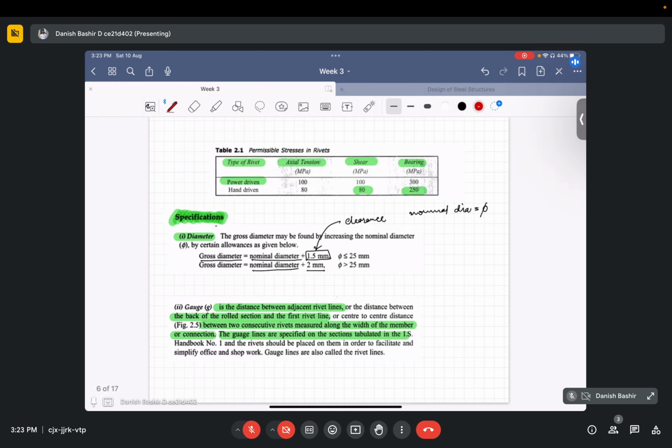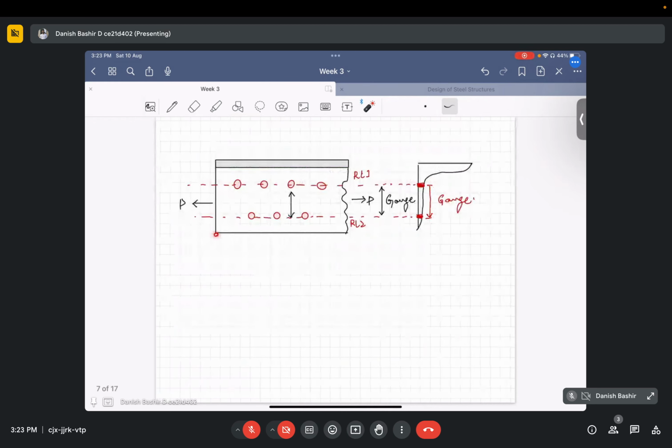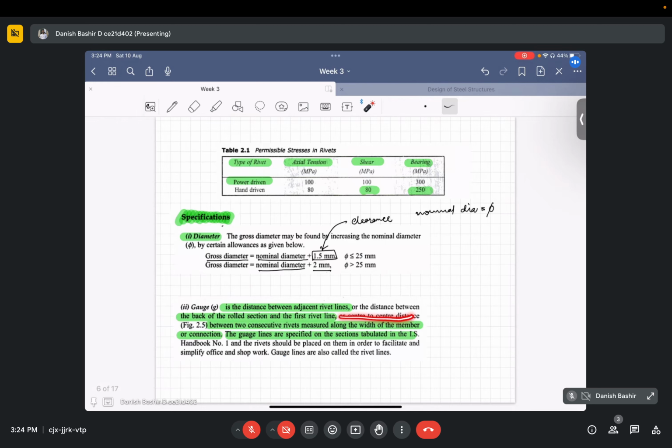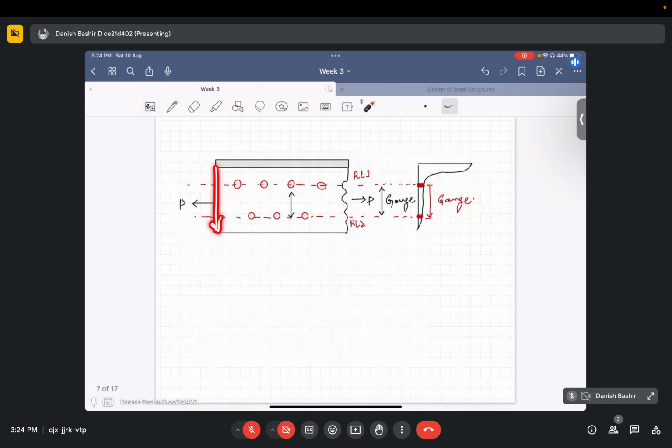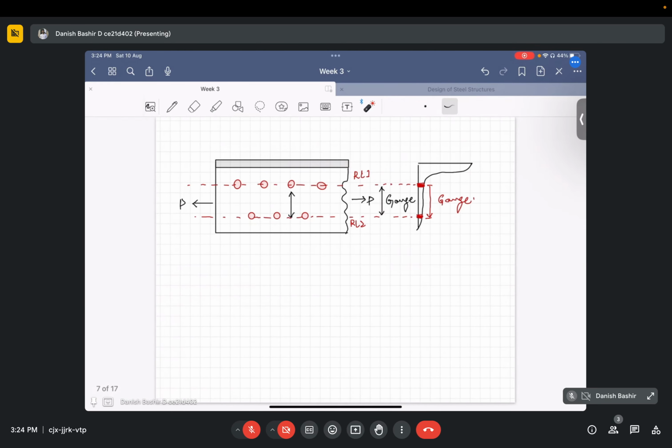That is why I defined it as the distance between the adjacent rivet lines, or the distance between the back of a rolled section and the first rivet line. This is the back of a rolled section from this side, or from this side. Or, one more definition, the center to center distance between two consecutive rivets measured along the width of the member. So this is the width of the member, measured along this line. The center to center distance between two rivets is known as gauge. I have shown the gauge lines here.